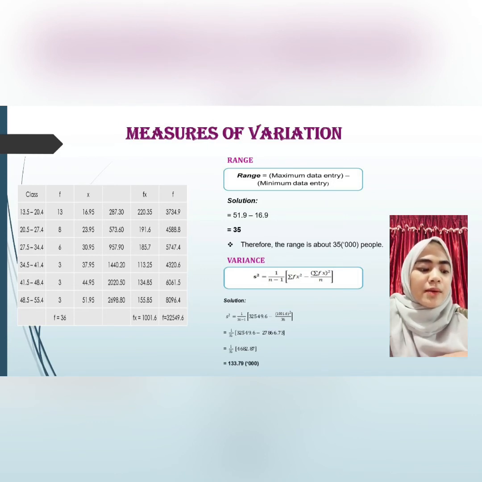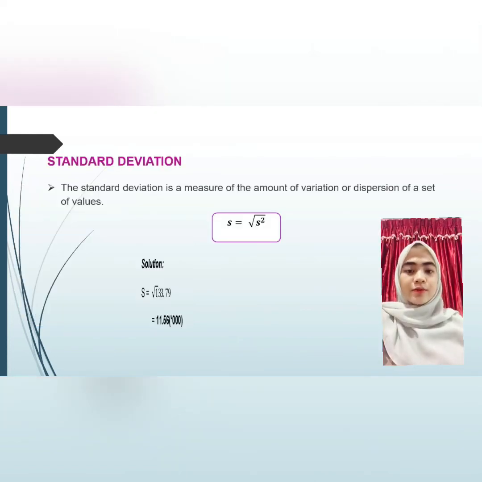and 1 over 35 bracket 32549.6 minus 27866.73 bracket, and we get the solution is 133.79 in thousand.